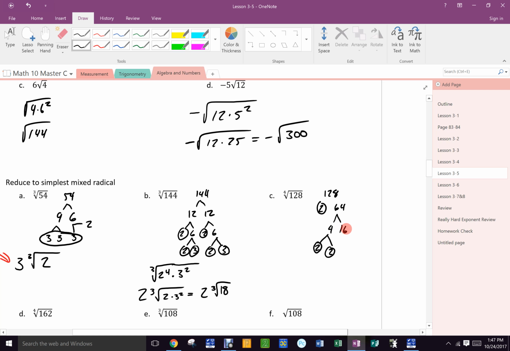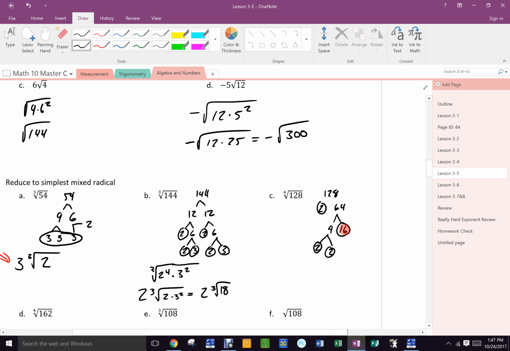16 happens to have a 4th root, because it's 2 times 2 times 2 times 2. If you're going to memorize anything beyond cube roots, I would recommend knowing your 2's: 2 squared, 2 to the 3rd, 2 to the 4th, 2 to the 5th, 2 to the 6th. I would recommend knowing your 2's, but you don't need to.